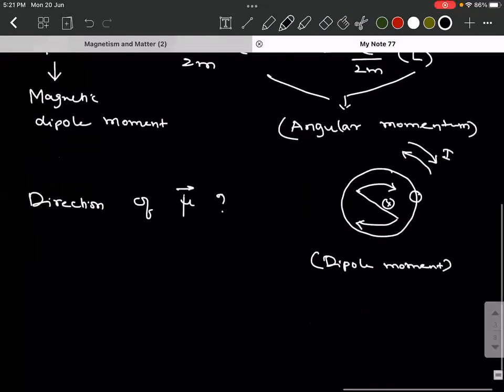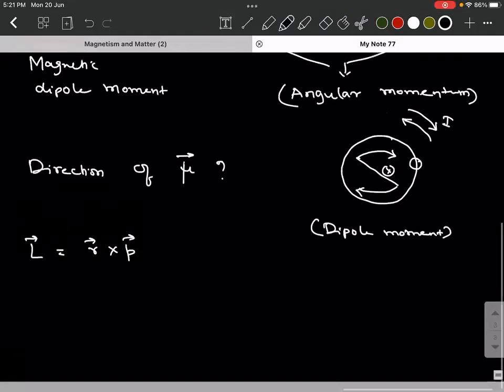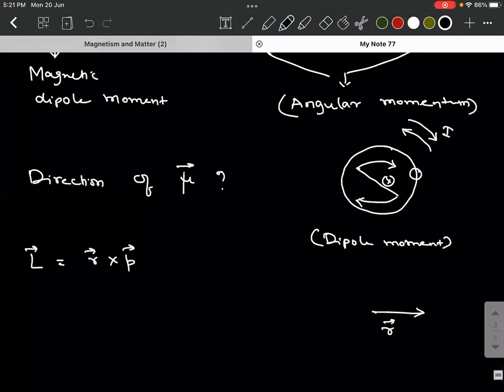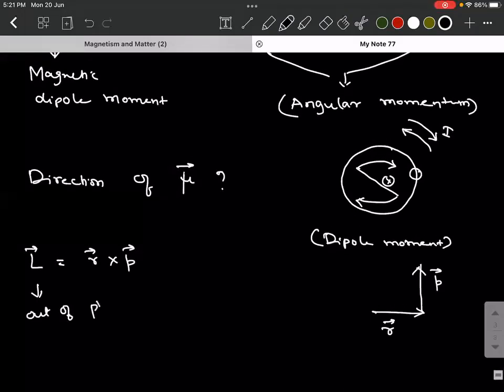Okay. Now what about angular momentum? What about angular momentum's direction? Angular momentum direction is given as r vector cross p vector. Okay, so listen, r vector is in this direction, p vector is in this direction. So r vector cross p vector means you need to curl the fingers of your right hand in anti-clockwise direction. When you curl it, it will be out of the plane. So L vector is out of the plane.